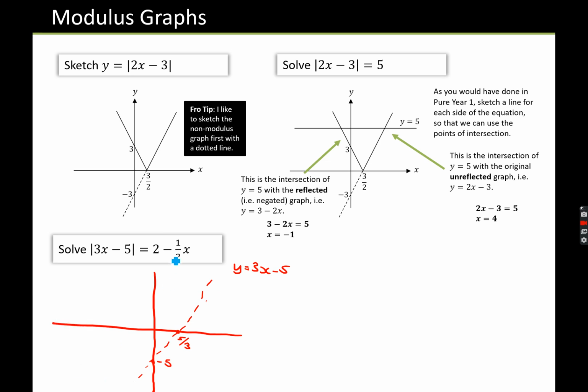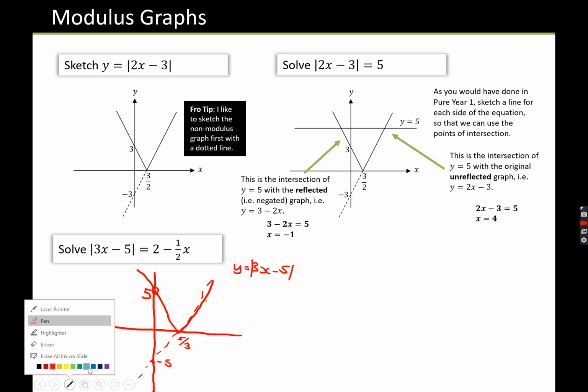Let's just go for a different colour. Oh, actually, we'll finish that off first. So, once we've got to this point, again, I want to make sure it's now the modulus of 3x minus 5. So, above the axis is good. Anything below the axis gets reflected up. And again, I can work out what this point here must be, and that must be 5, because we flipped over.